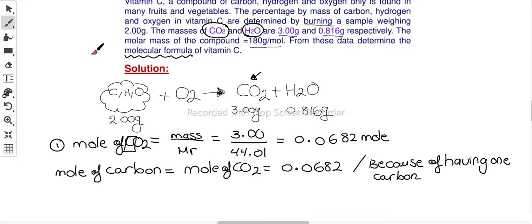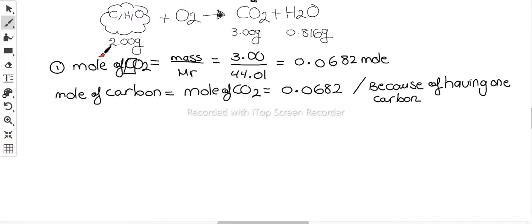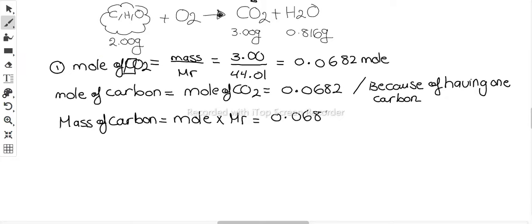Now, after calculating the mole of carbon, we're going to continue with finding the mass of carbon, which is presented inside the vitamin C sample. So the mass is mole multiplied by the molar mass of carbon. So I will take my mole number, 0.0682, and I will multiply it by 12.01. Of course, in paper 2, it is allowed to use the calculator, so your final answer is 0.819 grams. I'm done with my carbon dioxide.